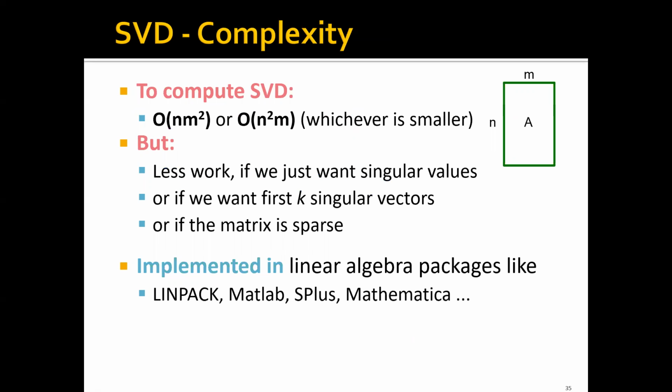In terms of complexity, to compute SVD we would need O(nm^2) or O(n^2m), whichever is smaller, for an input matrix of size n by m. But it will need less work if we just want the singular values, or just the first k singular vectors, or if the matrix is sparse. Nowadays, this SVD algorithm is already implemented in a lot of linear algebra packages, such as LINPACK, MATLAB, SPSS, and Mathematica.